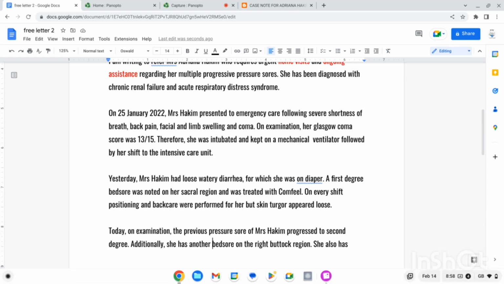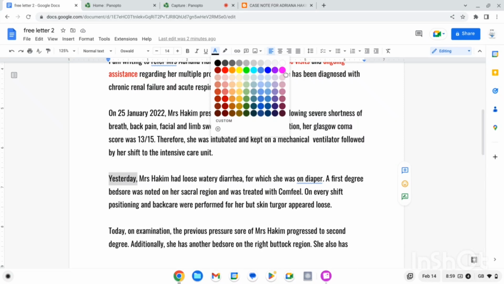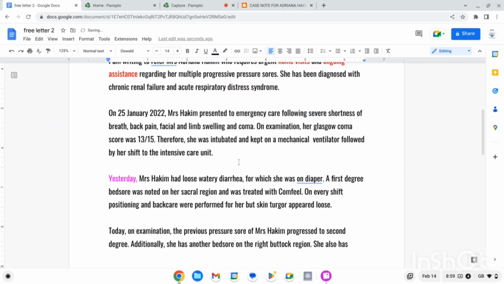So here, 'yesterday' may be confusing to the reader because of the date and all, so it is better to write the date itself, like on 26th January 2022, or on the following day you can write like that. Mrs. Hakim had loose watery diarrhea.